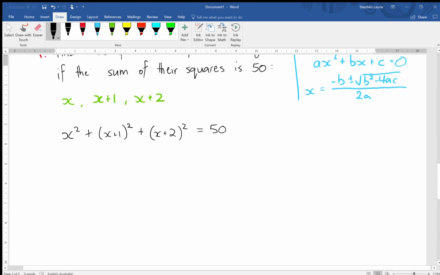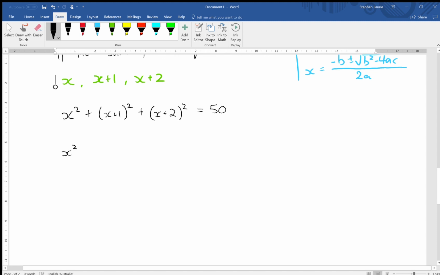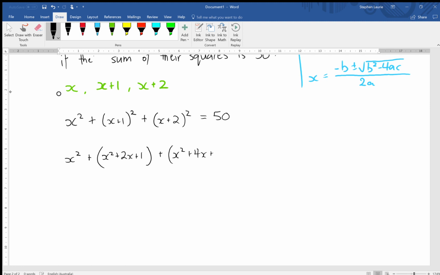Okay, so you can see there's a few perfect squares that we're going to have to expand out. So let's focus on the x plus 1 squared. I'll keep the brackets here just so you can see where everything comes from. The x plus 1 all squared, well, that's x squared plus 2x plus 1, using our perfect square rule. And x plus 2 squared, well, that's x squared plus 4x plus 4.